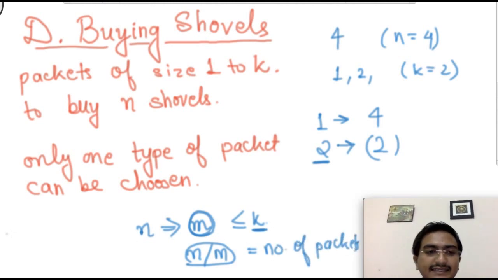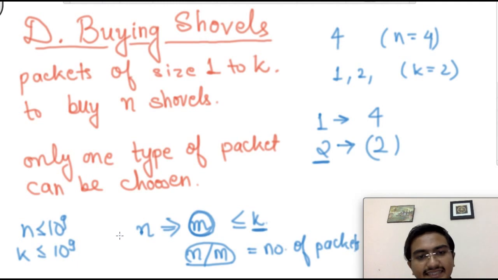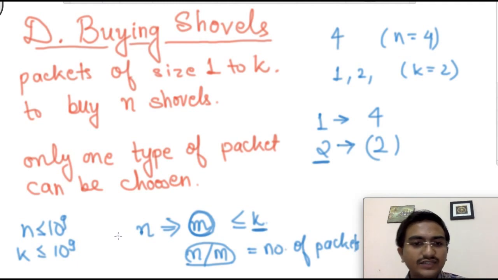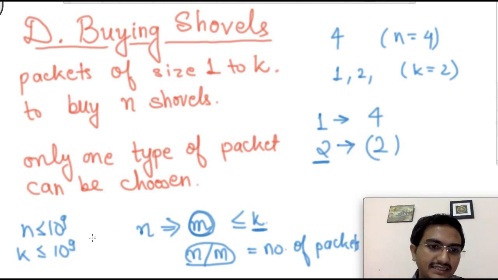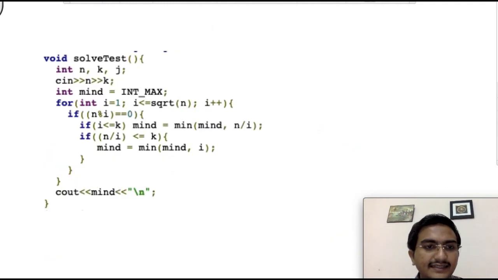One thing is here n was 10 to the power 9 and k was as well 10 to the power 9. So if I just iterate directly from 1 to k to find the factors, I don't think that will pass because here k is of the order 10 to the power 9. So what you can do is just go till root n, right? We can find all of the factors of a number in root n time.